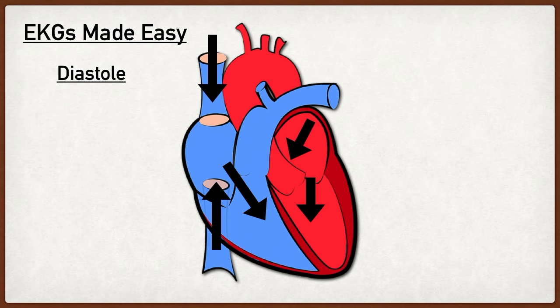So if we apply this to an EKG, we have a perfectly flat line right now. And the reason for this is there's no conduction or electricity going on. There's no contraction of the heart. Right now, this is passive blood flow based off of differences in pressures.